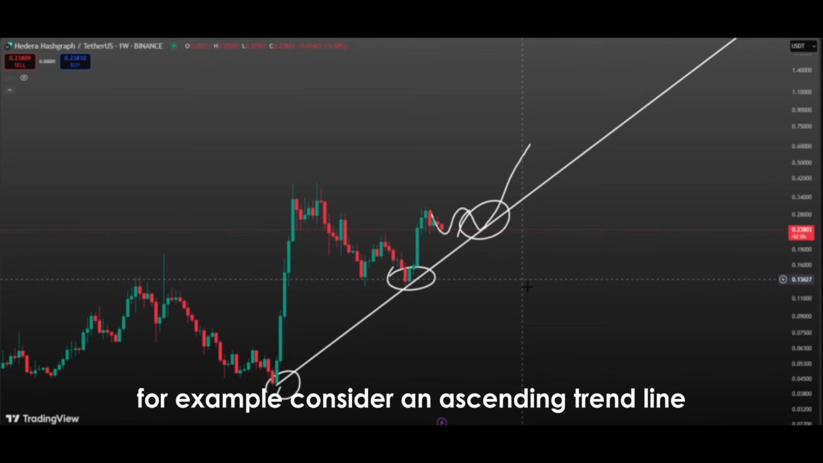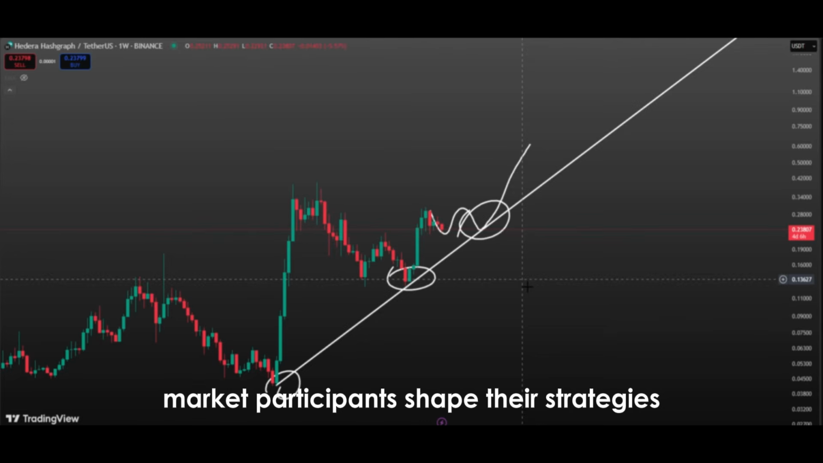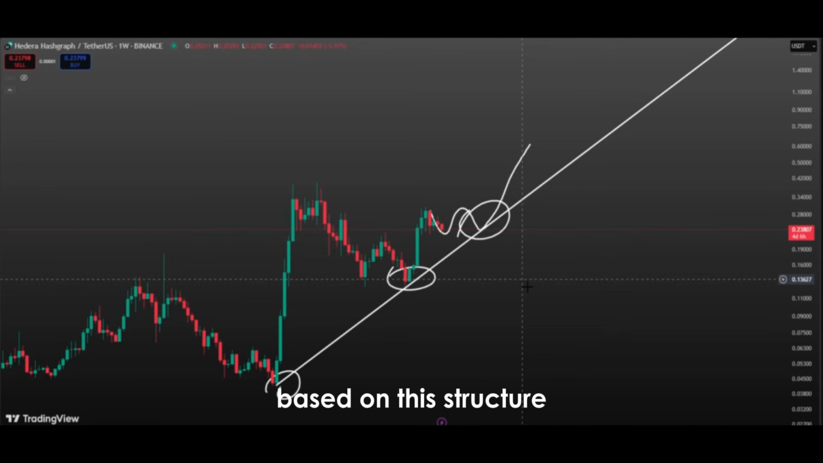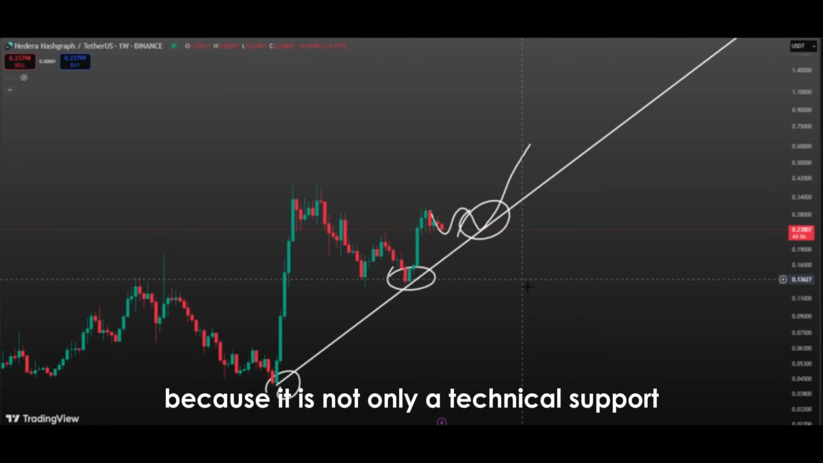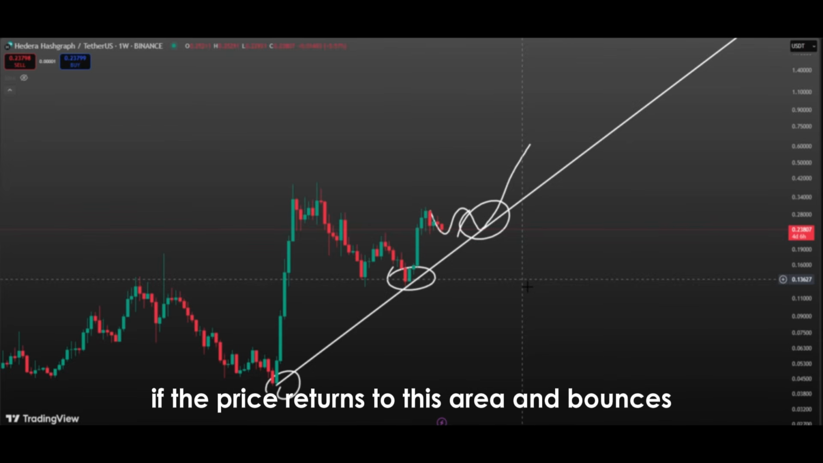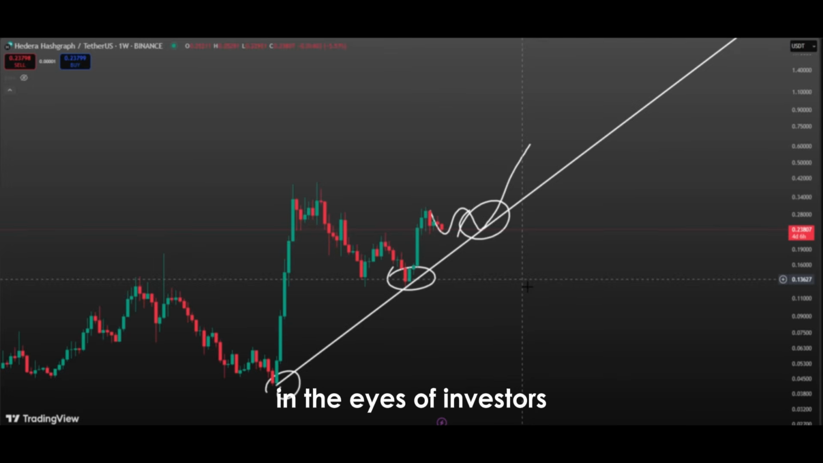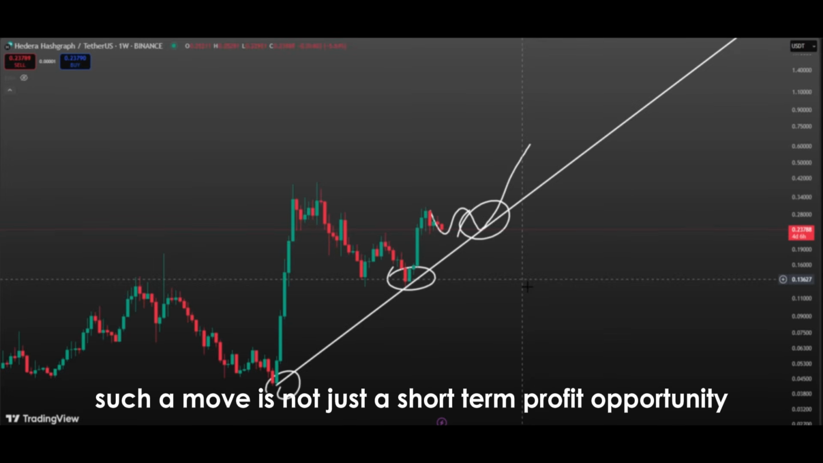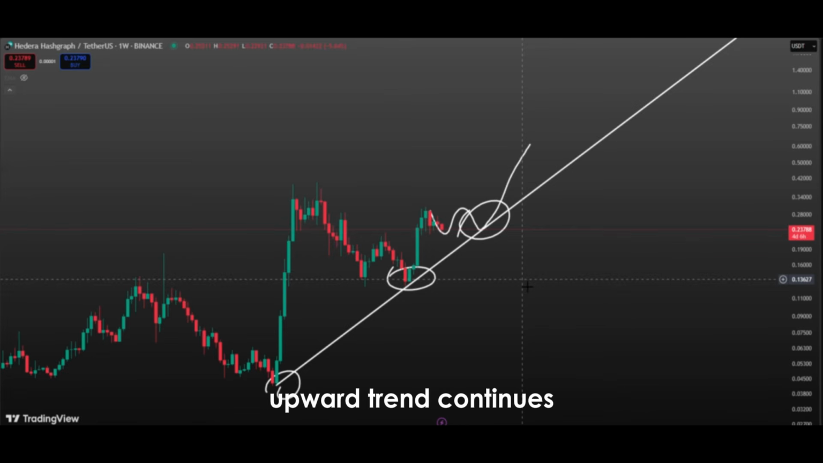For example, consider an ascending trend line drawn on a 4-hour or daily chart. If the price bounces upward each time it touches this line and creates new highs, market participants shape their strategies based on this structure. Many investors place buy orders near this trend line because it is not only a technical support, but also a zone of confidence. If the price returns to this area and bounces again, it reinforces the strength of the trend. In the eyes of investors, such a move is not just a short-term profit opportunity, but also a strong indication that a long-term upward trend continues.